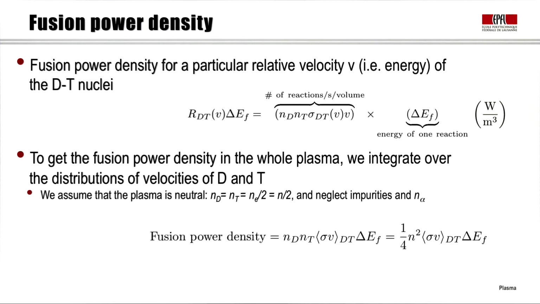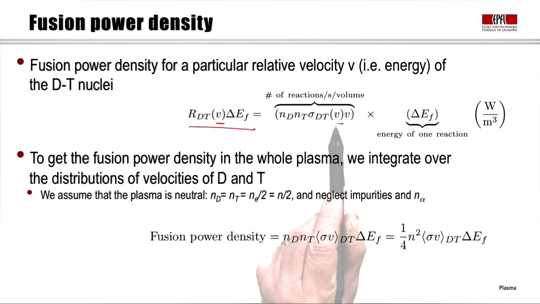We can look at the fusion power density from such a reaction. If we take a particular relative velocity V, that is a particular energy in the collision between the deuterium and tritium nuclei, we can evaluate the number of reactions per second per volume and multiply that times the energy for one reaction to get the power density that comes from the DT reactions. This is the expression given here, where we underline the fact that we have a dependence upon the velocity in the different terms, and therefore the overall result is still a function of velocity or energy.